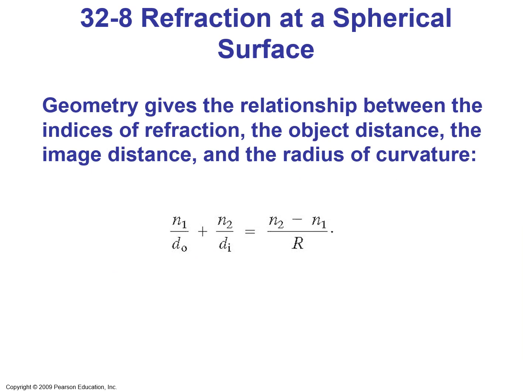Geometry gives the relationship between the indices of refraction, the object distance, the image distance, and the radius of curvature. So we have index of refraction in medium 1 divided by d of object, is the place where the object is placed, plus the index of refraction for the spherical object divided by d for image, that is equal to the difference between the indices of refraction, n2 minus n1, divided by r, the radius of curvature.